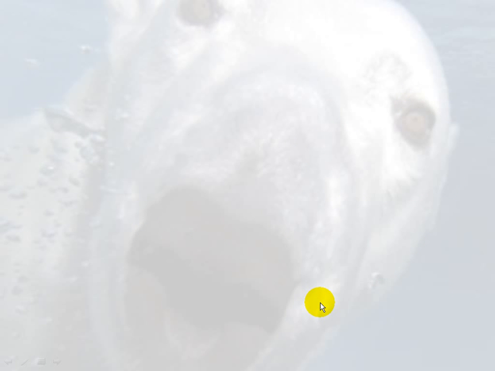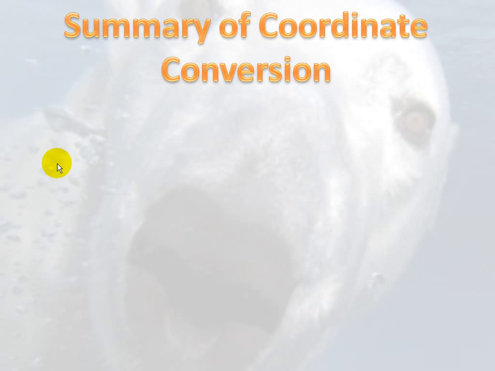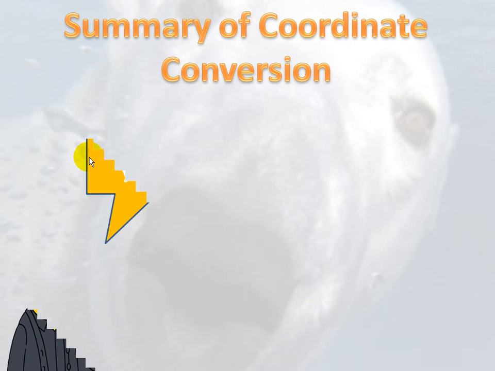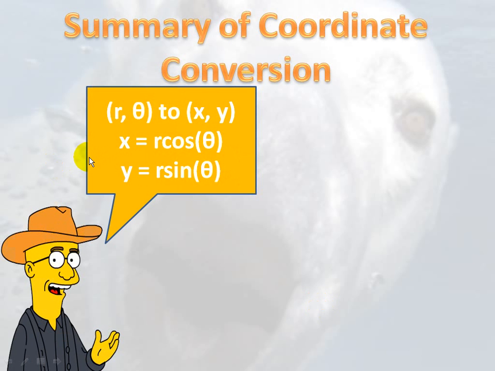So that's the way we handle that situation. When we get an angle that's not the correct angle, just add 180 to it because that will fix the problem. Now, let's look at the summary of the coordinate conversion.